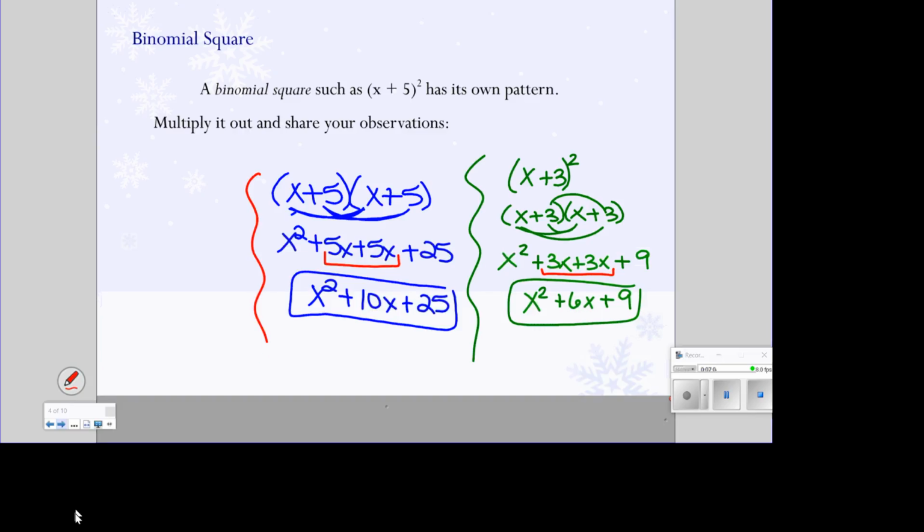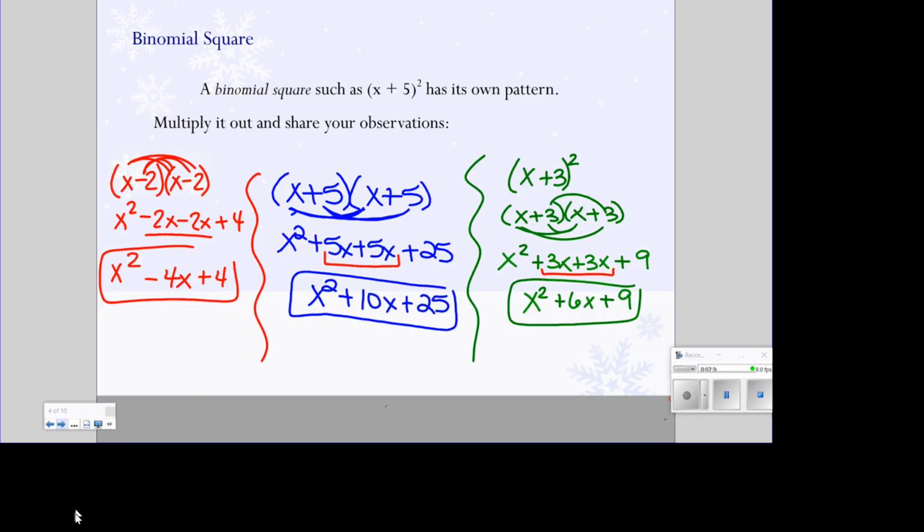We could do that with another set. We could do it with, let's say, subtraction. (x − 2)² would look like (x − 2)(x − 2), which is x² − 2x − 2x + 4. Again, the same two things, two terms in the middle. So that is hopefully one observation that you can now see. Also notice these are all x² in the first term. And that is no coincidence either.